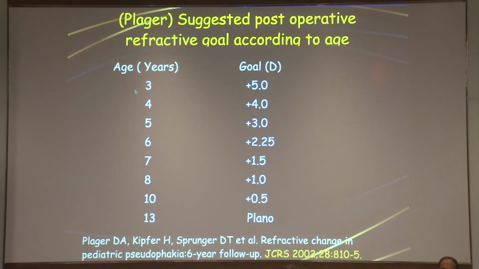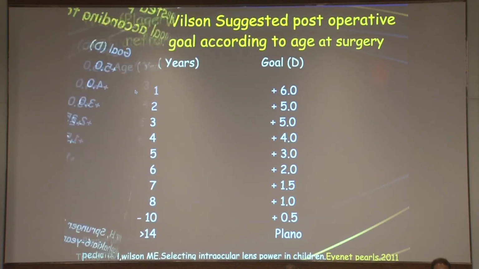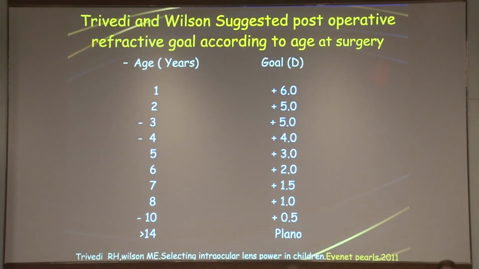However, this was again for children 3 years and beyond. And the real challenge comes in children less than 1-2 years of age. So Dr. Rupal Trivedi, Dr. Ed Wilson and their group studied children even less than 2 years, so 1 year and above. Therefore, for 1 year, they suggest a target refraction of +6, reducing as time goes on.